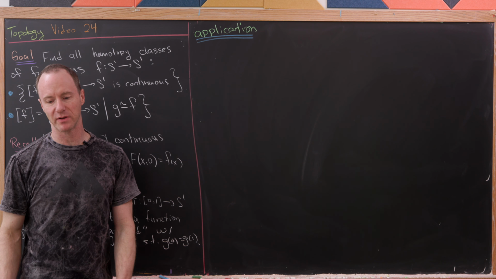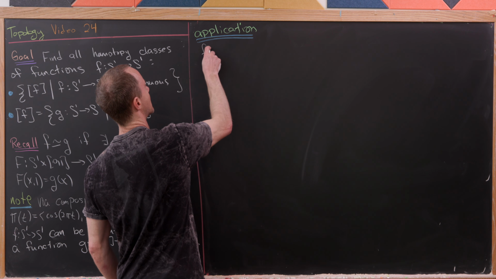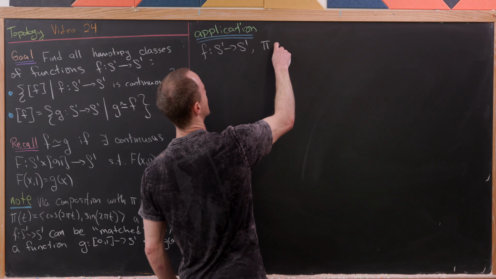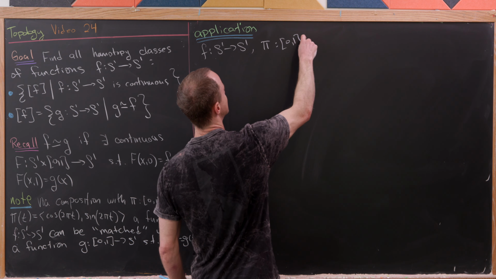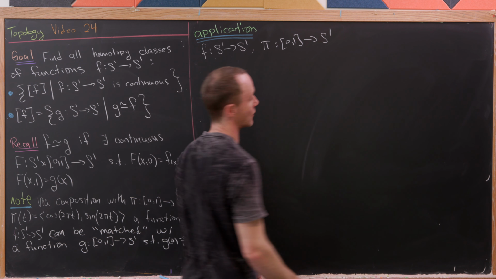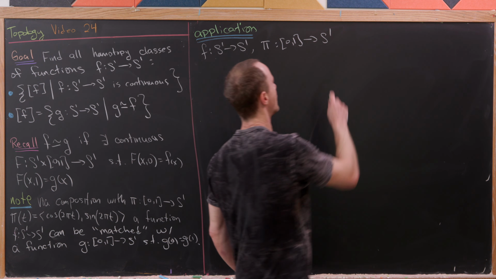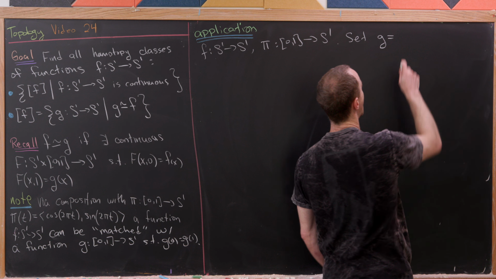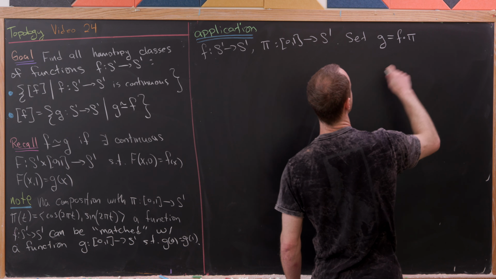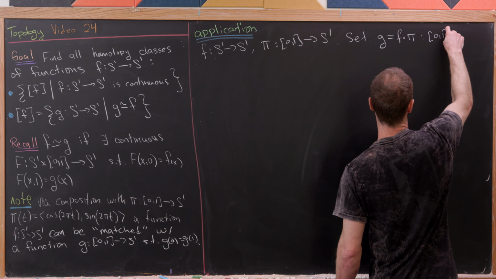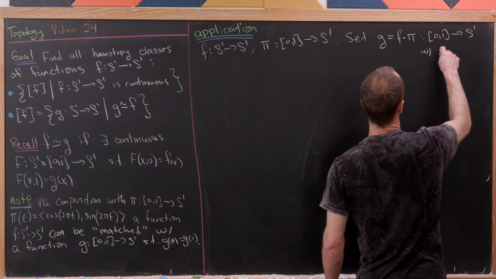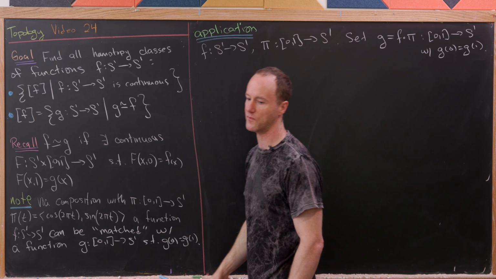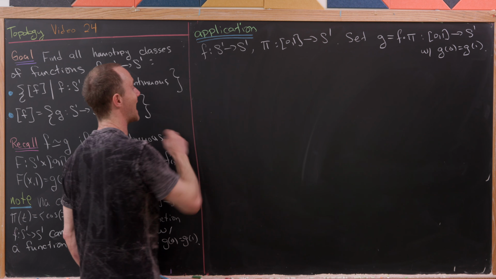Okay, so now we're going to look at an application of this lemma. So let's suppose we've got a continuous function f from S1 to S1, and we've got the map pi from 0,1 to S1 as defined over here. Okay, so now what we'll do is we'll set g equal to f composed with pi. And notice that that is going to give us a function from 0,1 to S1 with g of 0 equal to g of 1. We discussed how this would be helpful earlier. And now let's apply the lemma to g.